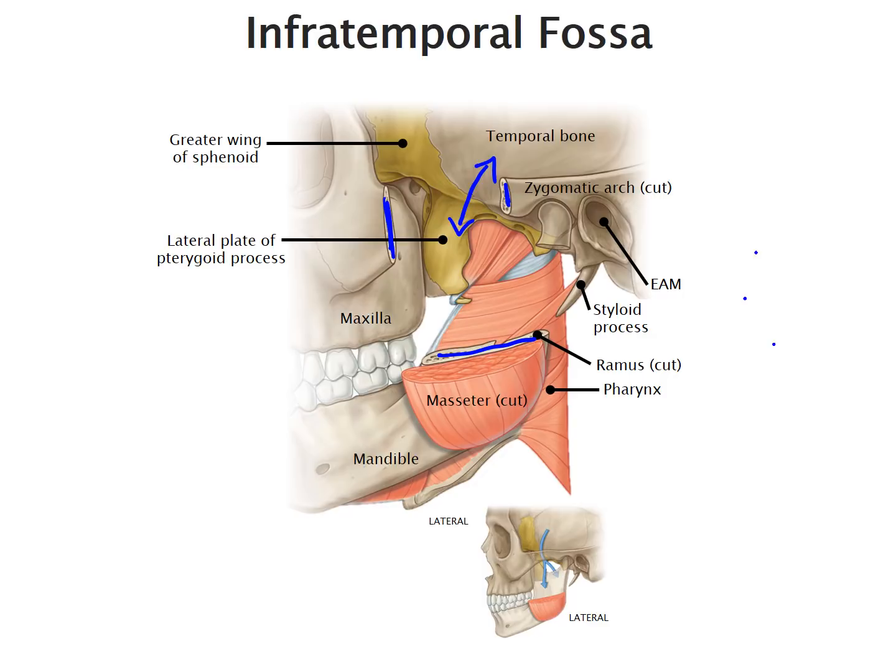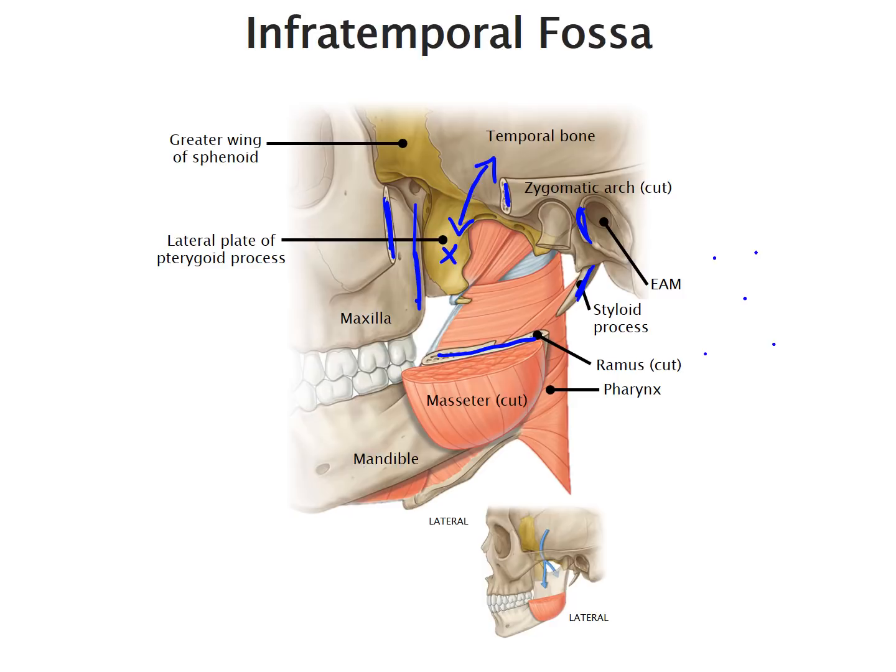The medialmost boundary or aspect of the infratemporal fossa is bounded by the lateral plate of the pterygoid process, as shown here with the X. This is a part of the sphenoid bone. And laterally, the infratemporal fossa is bound by the medial surface of the ramus of the mandible, which again has been cut away from this image. And anteriorly, the infratemporal fossa is bounded by the posterior aspect of the maxilla. Both the external auditory meatus and the styloid process represent the posterior boundaries of this area.